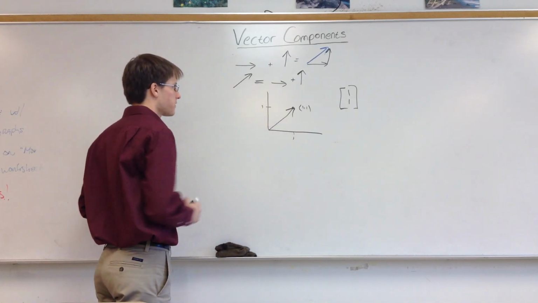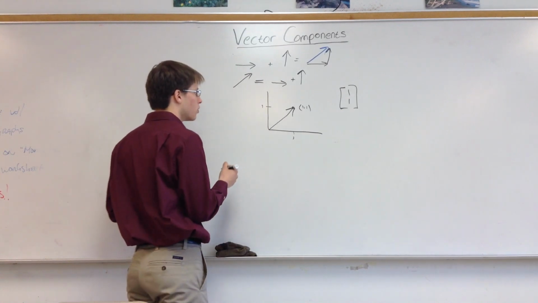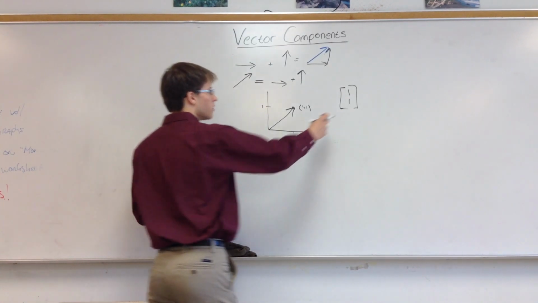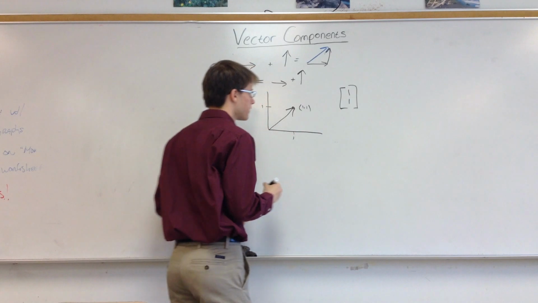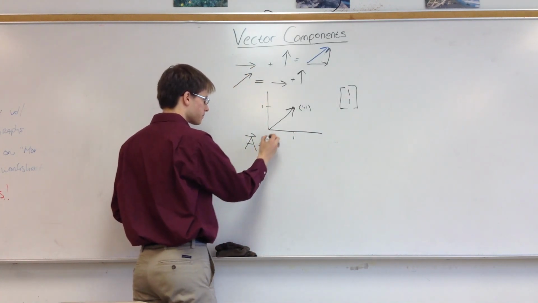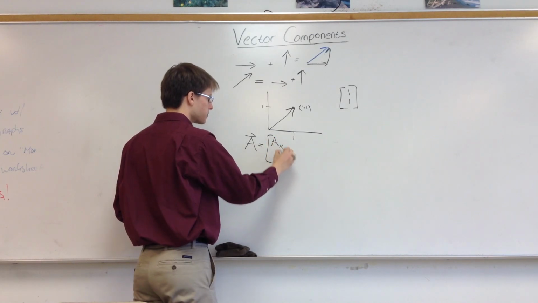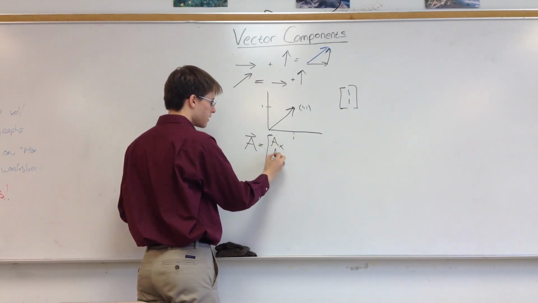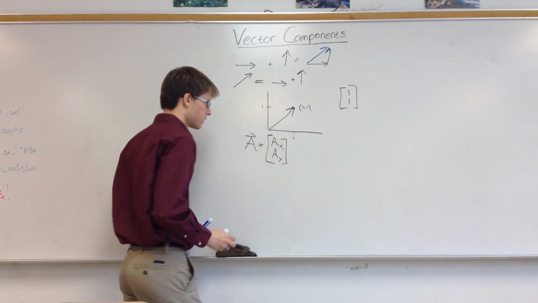So that's some notation. This is called the x component and the y component. So if I have a very general vector, which I'll call A, that will have an x component, which is A sub x, and a y component, A sub y.